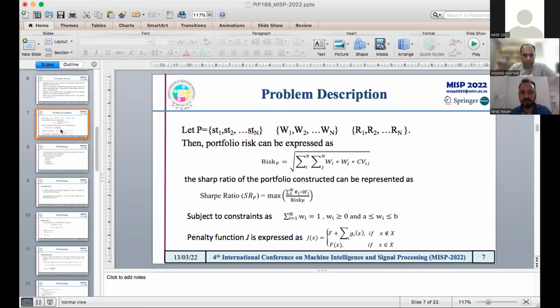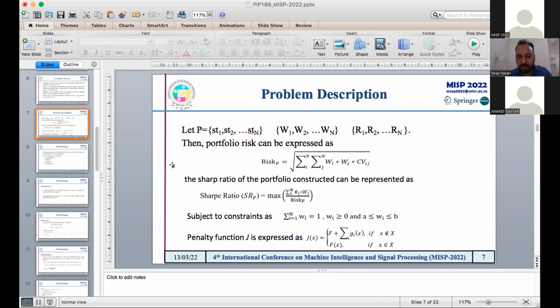Okay, so I will start from the problem description first. In this particular paper, we applied the Sharpe ratio model instead of the weighted mean model. The main problem with the Sharpe ratio is that we have to optimize the average return divided by the total risk. So we have this particular Sharpe ratio.